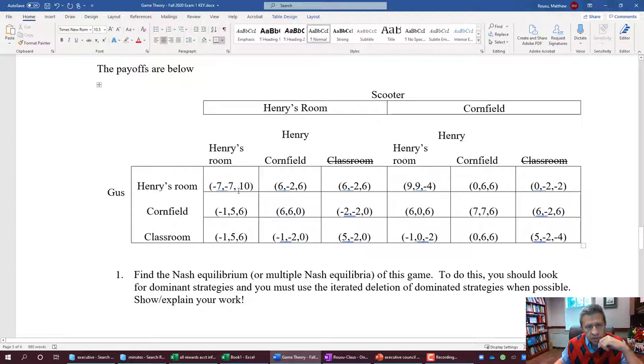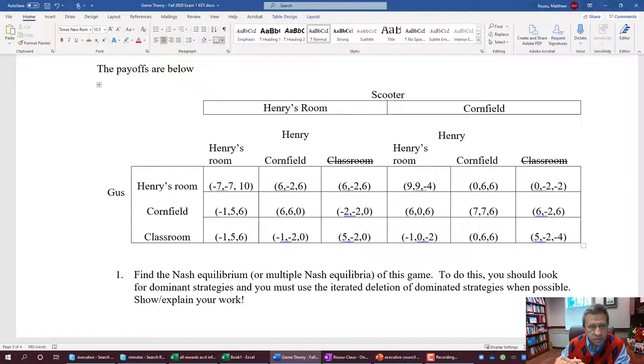Starting with Scooter might be the easiest, right? The payoff of 10 here is the highest payoff in the game. So Scooter's single highest utility is busting Gus and Henry. If he's not busting Gus and Henry, though, he actually doesn't mind hanging out with them, right? Where Scooter and Henry are in Henry's room, Scooter's getting a payout of 6. When it's just the two of them, when Scooter and Gus are hanging out in Henry's room, it's a payout of 6. And notice here, Scooter doesn't really want to be on his own. It's a payoff of 0. So Scooter's kind of a bad person, basically. Likes hanging out with these two, but would rather bust them. So I think that's a pretty brief summary of Scooter's preferences.